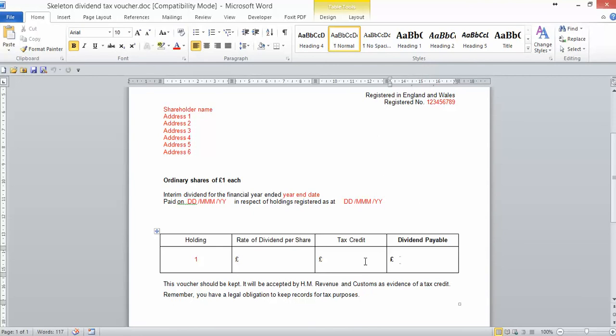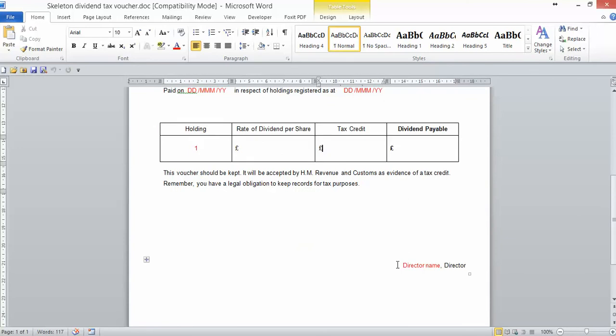£444.44. And the tax credit is the difference between that dividend payable and the amount that we're actually putting in the account. So £444.44 less £400. And so the tax credit is £44.44, remembering that Mr. Smith only holds half of that, so his dividend payable will be £222.22 and the tax credit will be £22.22.